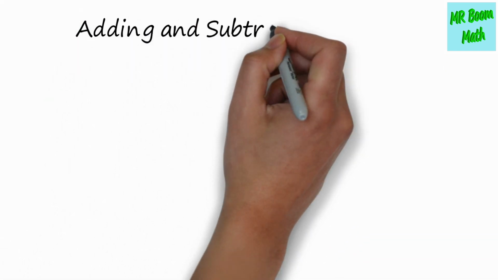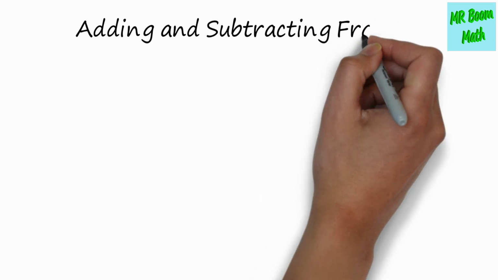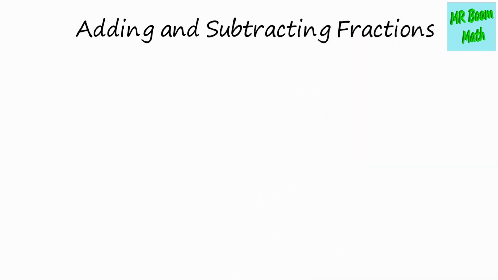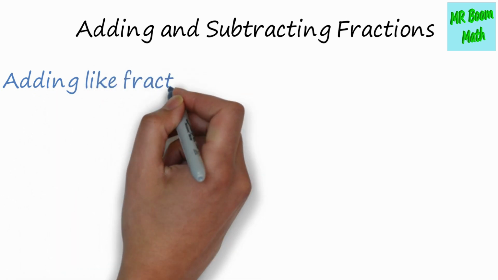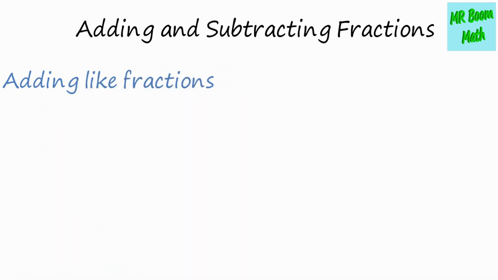In this video, we are going to learn the basics about how to add and subtract fractions. Adding like fractions. Like fractions are fractions that have the same bottom numbers. If fractions have the same bottom numbers, we can add them by just adding the top numbers together and keeping the same bottom number in our answer.